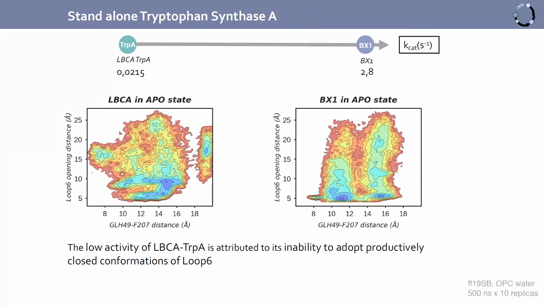And here, what I'm showing is that we analyzed how this loop six was opening in the case of LBCA, the ancestral enzyme, and in the case of VX1. And what we realized is that the landscape looked very, very different. In VX1, the loop can actually close and open. And also this phenylalanine can have these two states, closer to the active site and far away from the active site. In LBCA, there is no productive closing of loop six. So we think this is the main reason why LBCA tryptophan A cannot really function. It has a low activity because the loop is not able to properly close.